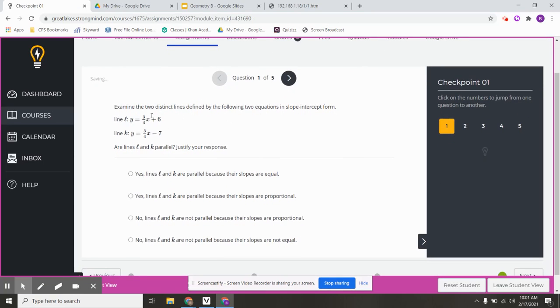Okay, so we're looking at these two. We're just looking at these equations. They have 2 distinct lines. Are they parallel? So then 3/4 and 3/4. And so I'd say yes, they're parallel because their slopes are equal. That's all we need to do.